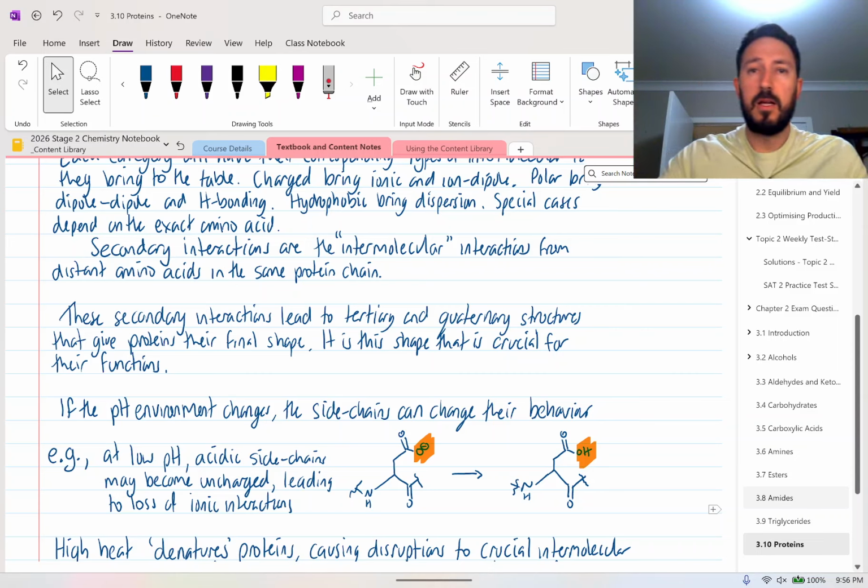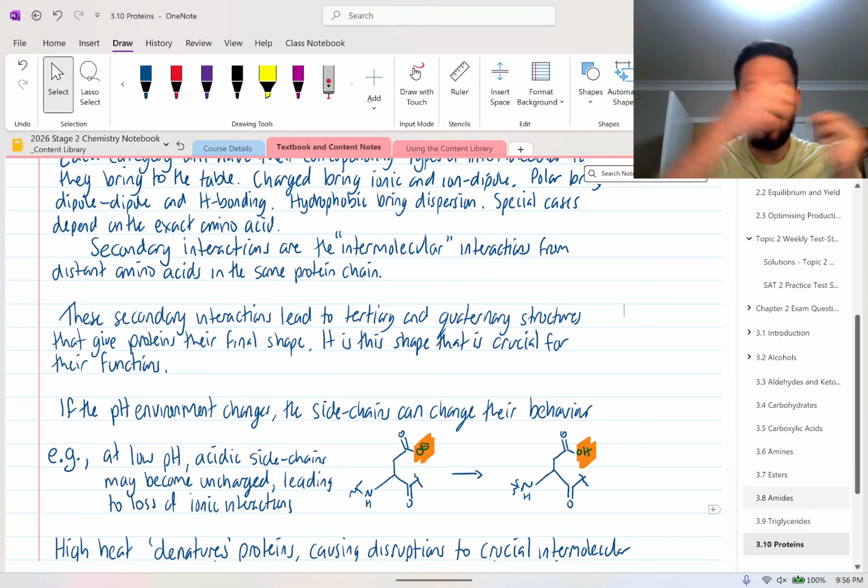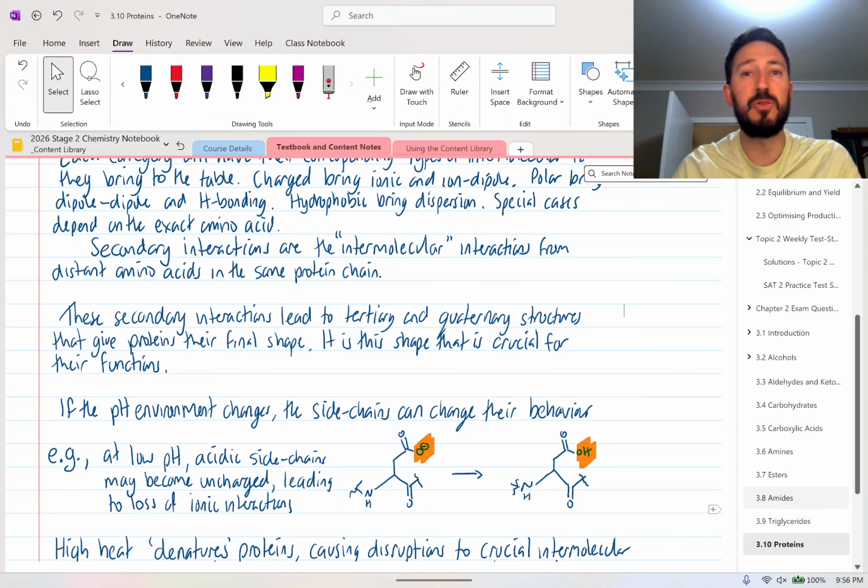Now, secondary interactions is when you get these amino acids interacting with other amino acids that are somewhere else in that chain. So not the ones immediately next to them, but somewhere further along, because these long molecules can bend. If they bend back on each other, there's going to be some secondary interactions happening. So those ionic, ion dipole, hydrogen bonding, etc.